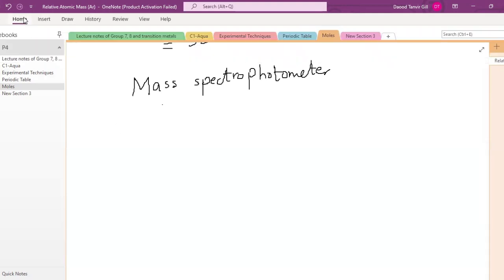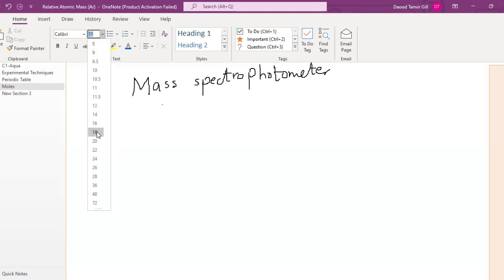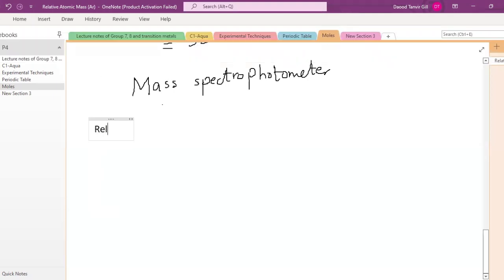Okay, relative molecular masses. It is denoted by MR.